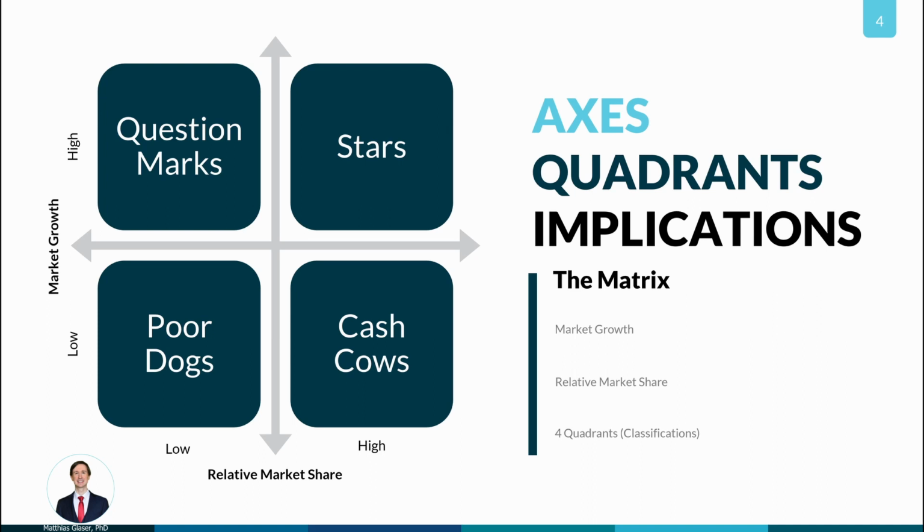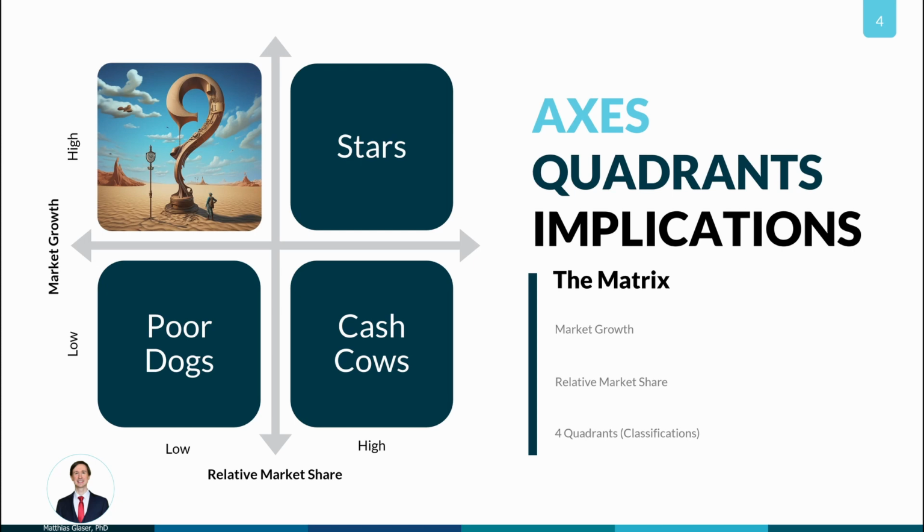in the product. The upper left quadrant is called question marks, because it is unclear how products falling into this sector will develop. The market growth is high, but the market share is low. When investing in such products, there should be a good chance that they will become stars, meaning they gain market share. Otherwise, they should be divested.